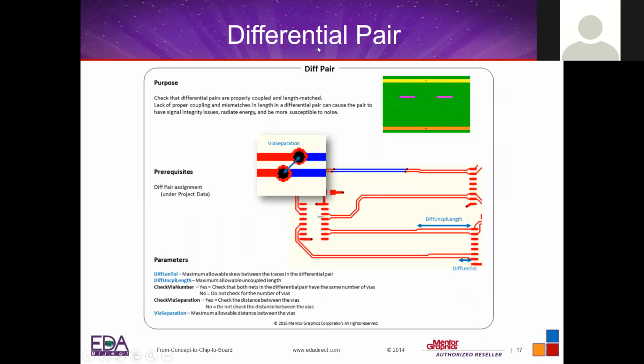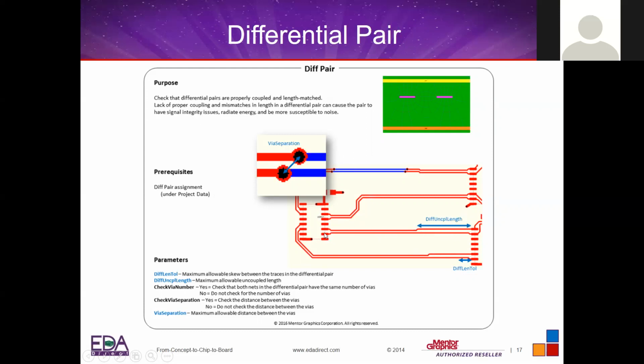Differential pair checking. Well, what do we check here? We check for via separation. Is it too far? Do we have an inconsistent number of vias on the positive and the negative line? Do we have different lengths between the plus and the minus? Okay. So if I can identify those, it'll be good.